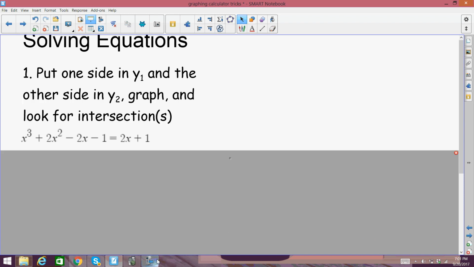Moving on, here we are at solving equations. There are two ways to solve an equation on your calculator. So this is a complicated equation.